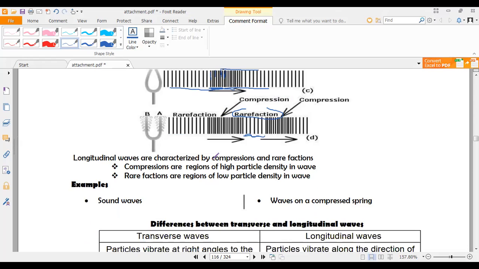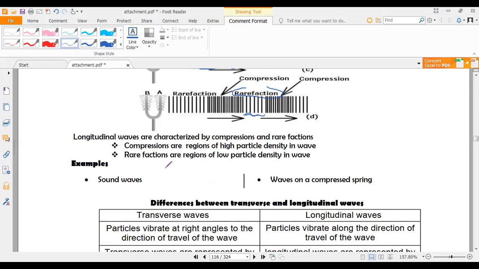So examples of longitudinal waves, we have the sound waves, they are longitudinal, and also the waves due to a compressed spring are also longitudinal.